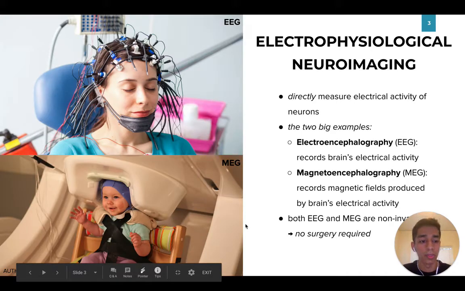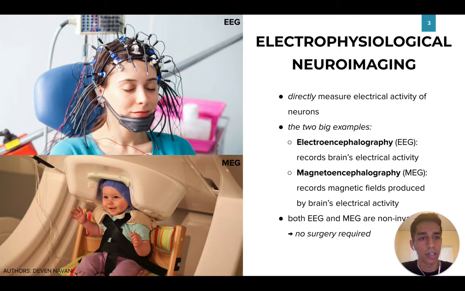So in this lesson, we'll be addressing 2 types of neuroimaging. Number 1 is electrophysiological neuroimaging. In this type of neuroimaging, you are directly measuring electrical activity of neurons. The 2 big examples, electroencephalography, or EEG, and magnetoencephalography, or MEG.